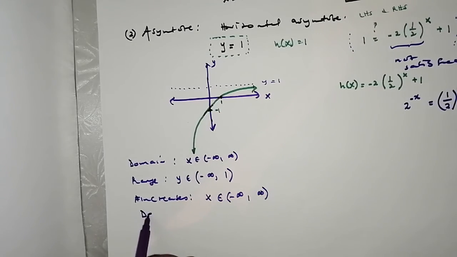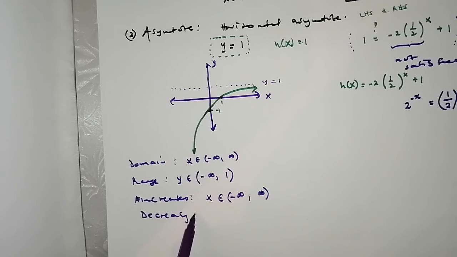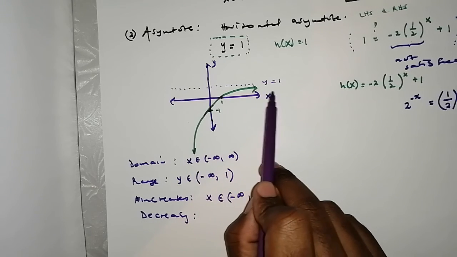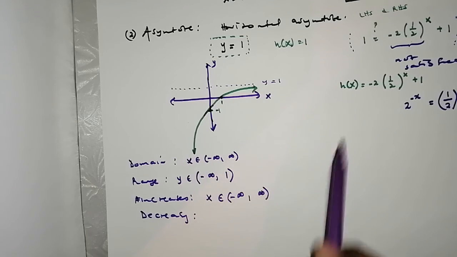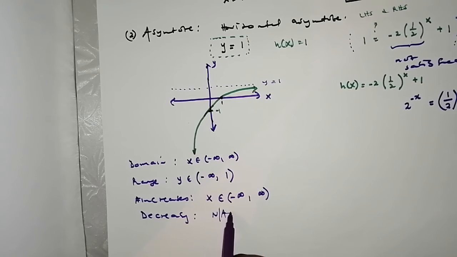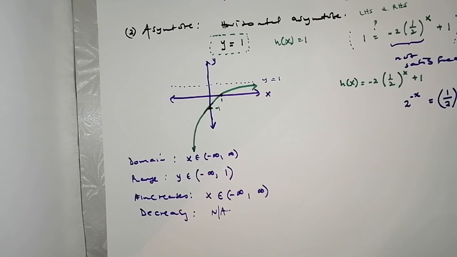And where is this function decreasing? There is nowhere where this function decreases. This function is increasing everywhere. So this one is not applicable, or this function is not decreasing anywhere.